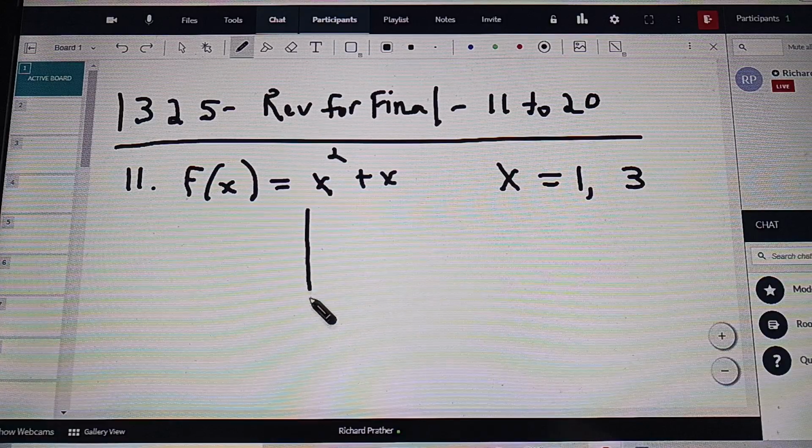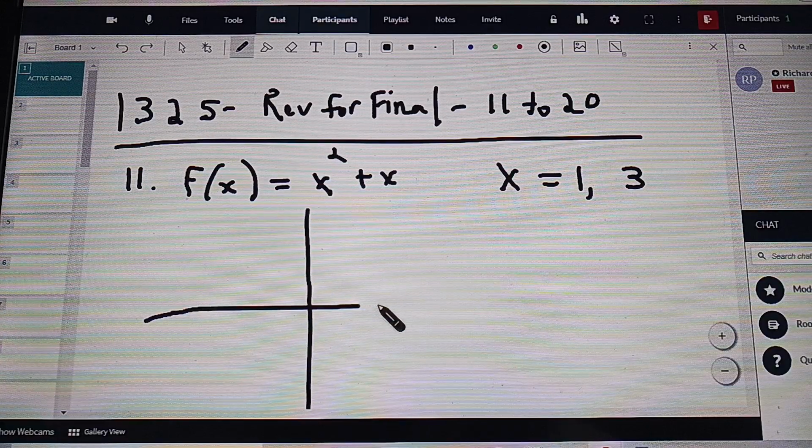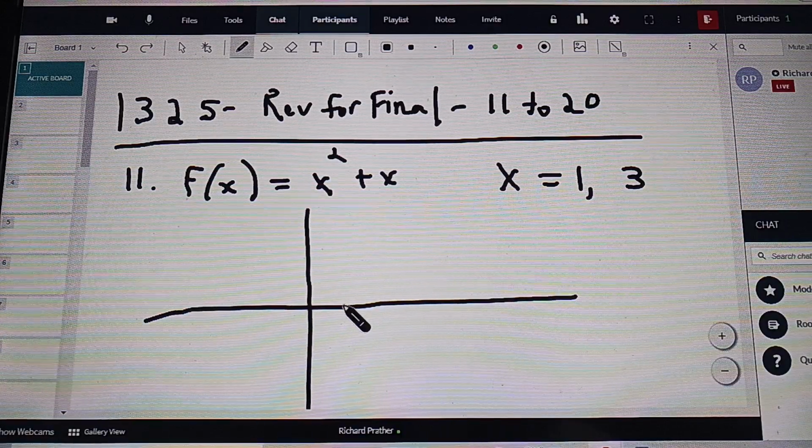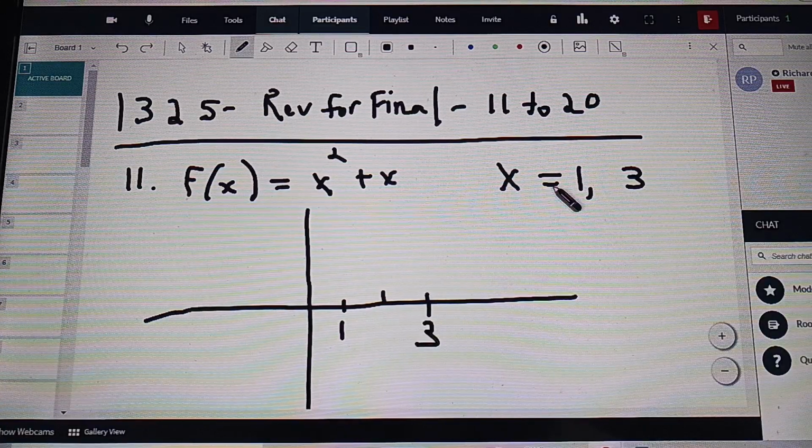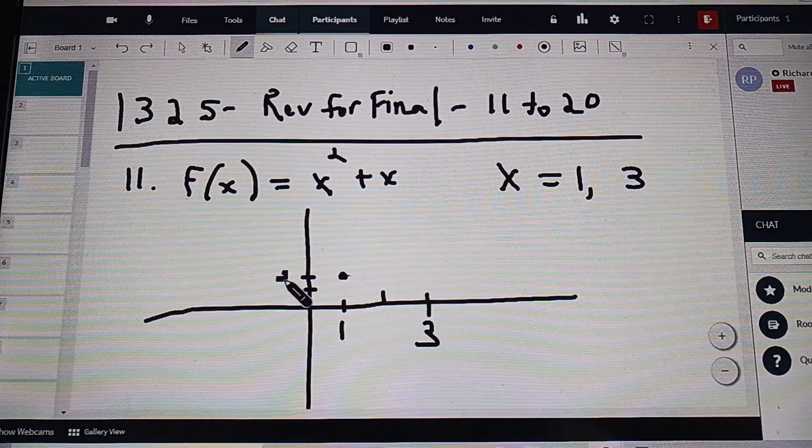Okay, so when x is 1, 1 squared is 1 plus 1 is 2. So the function goes through 1, 2. When x is 3, 3 squared is 9, plus 3 is 12. So let me just mark a spot off here and call that 12. 3, 12.